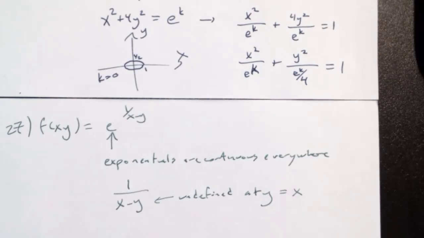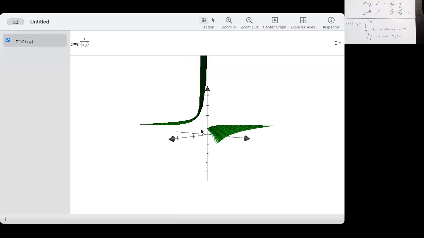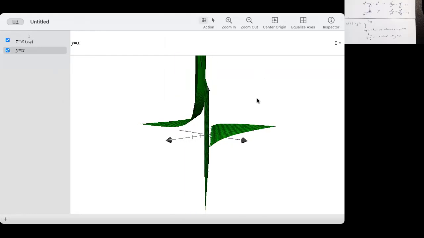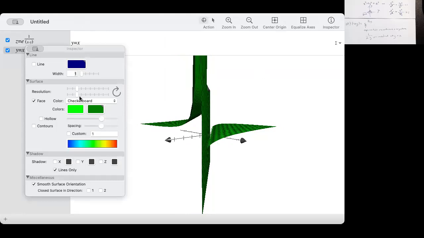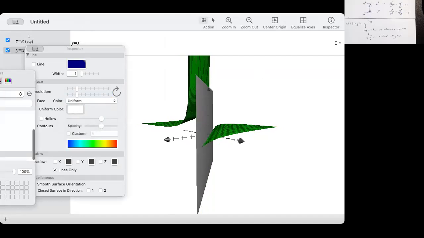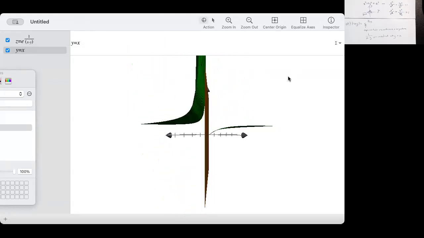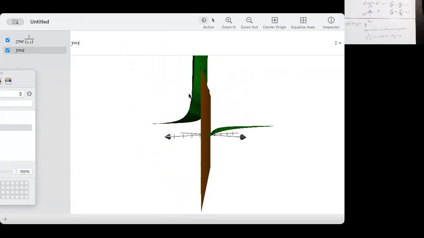So that picture matches my assumption. This problem line is y equals x here. As a matter of fact, I'm going to add a new object. I'll add a new equation, and I'll just write y equals x. And you see that that plane exactly splits my two pieces. I'll change the color of that one so that I know it looks different. And I can see the plane is where my exponential changes over.